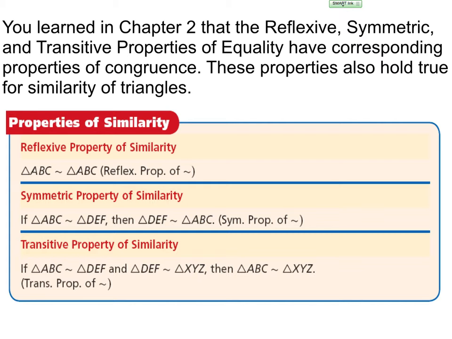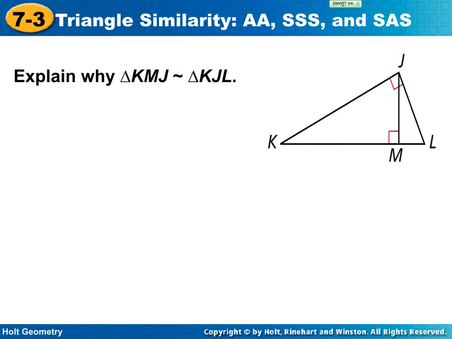And then we'll focus on right triangles for the end of what we're talking about. Done with the notes? Okay, so here are 2 right triangles. Explain why triangle KMJ is similar to triangle KJL. Now, the triangles kind of overlap a lot.